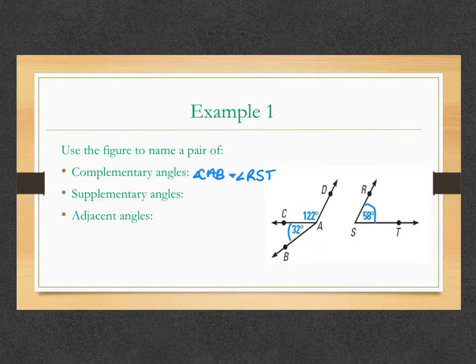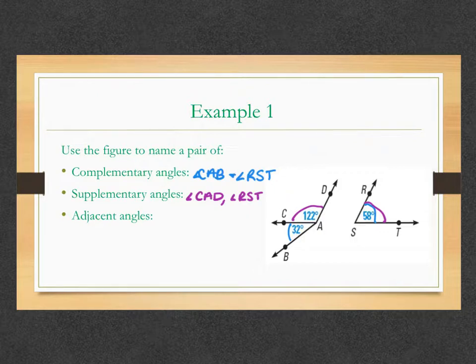Yeah? Okay. How about supplementary angles? What are they? 180. What two angles add up to 180? CAD and RST, right? The 122 and the 58. So angle CAD or DAC and angle RST or TSR.